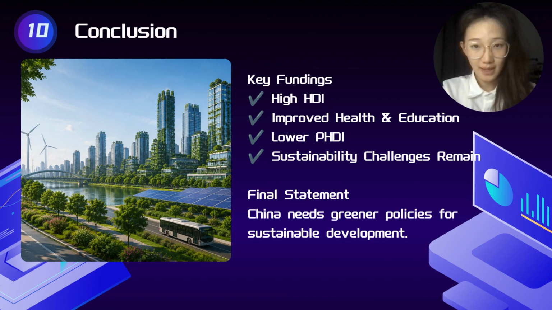Finally, I would like to conclude our analysis of China. China has achieved a high level of human development, as reflected by its strong performance in health, education, and income. However, a lower PHDI shows that environmental pressures still affect sustainability. Therefore, China needs greener policies to balance economic growth and environmental protection. Overall, China has strong human development, but sustainability must continue to improve.